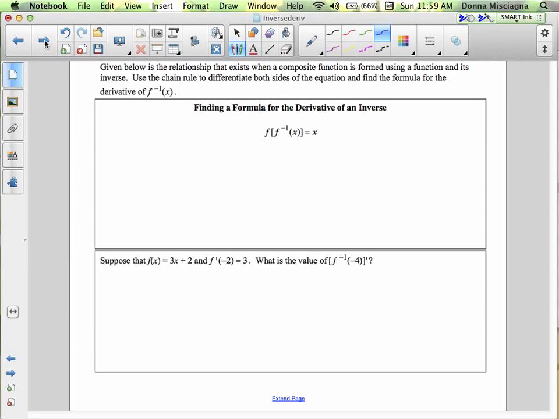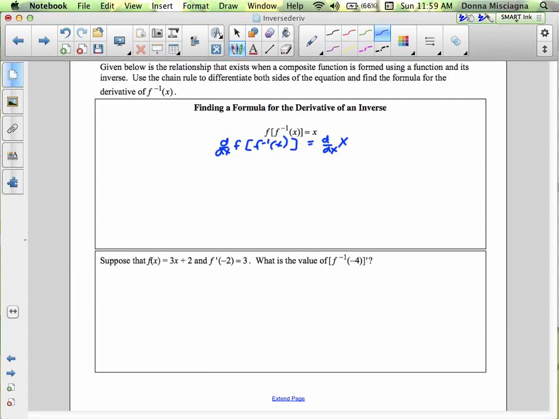All right, so now let's take the derivative of both sides. We're going to take the derivative of f inverse of x, and we're going to take the derivative of the x. We take the derivative of the whole thing, right? Because we have two functions here, we can do that, a function on either side. Now this would be a chain rule, so we have to take the derivative of the outside times the derivative of the inside.